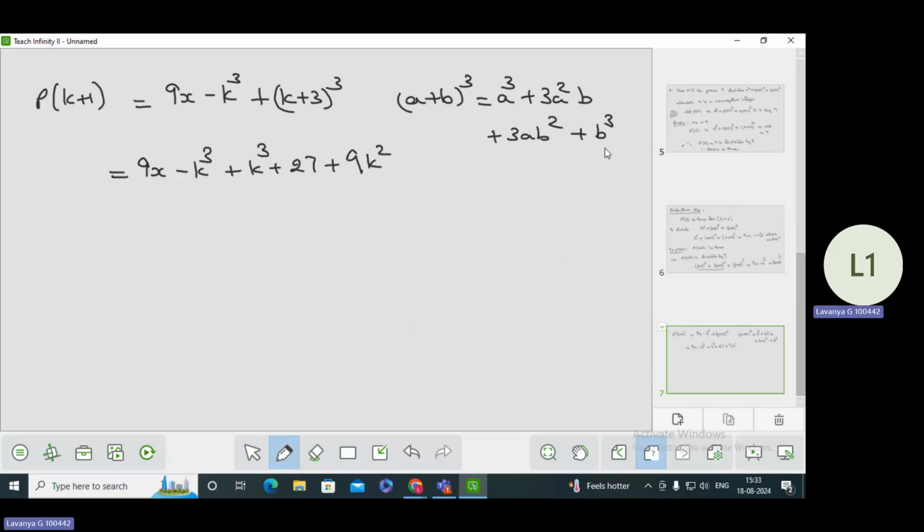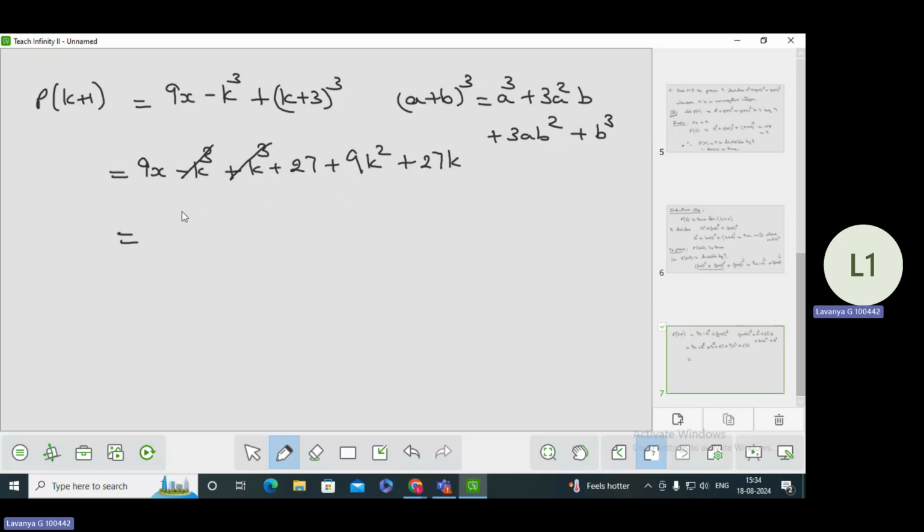Then plus b cube. b cube is 3 cube, that is 27, plus 3ab squared. So 3 into k into 9, so it is going to be 27k. Now let us consider this. We can take k cube gets cancelled, positive k cube, negative k cube.